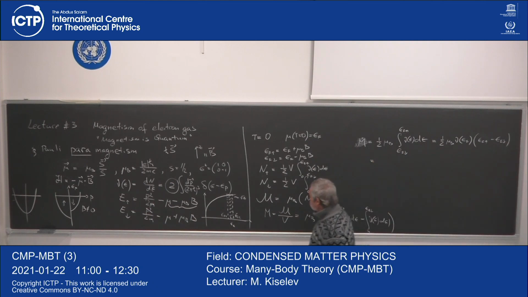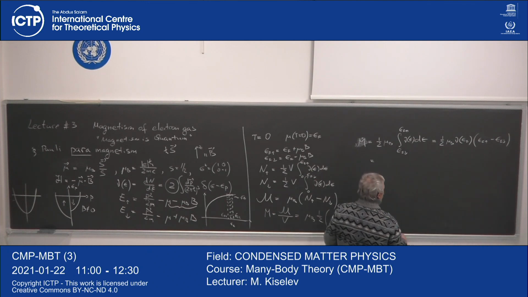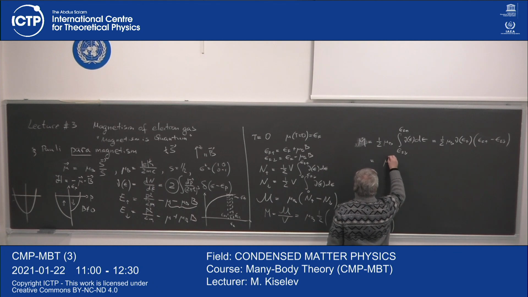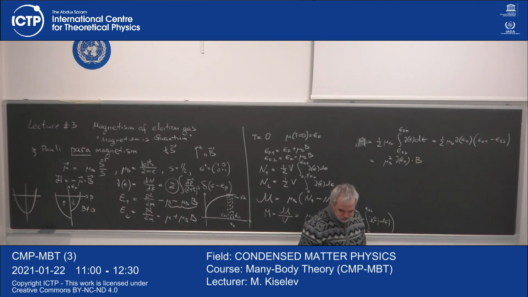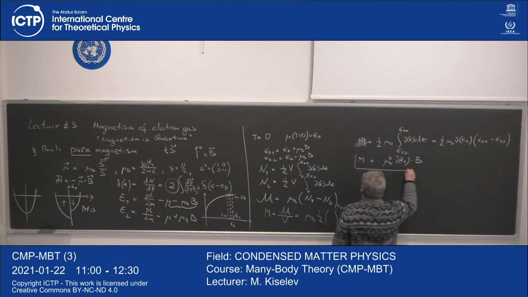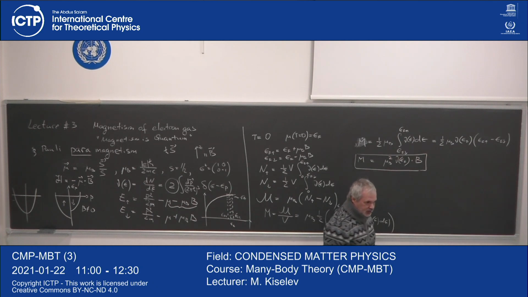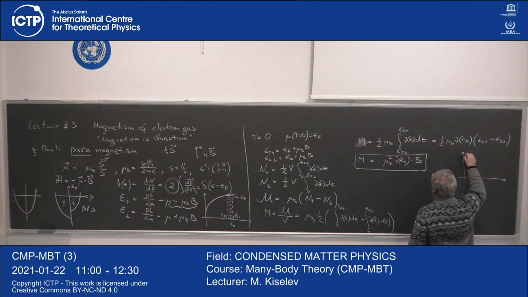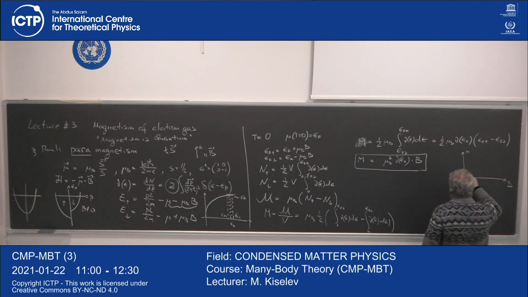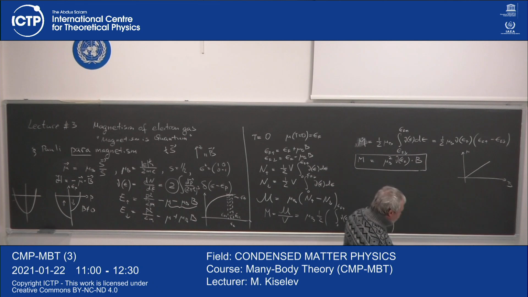Therefore, it is equal to, this is Fermi energy up, this is Fermi energy down, I have 2 times mu Bohr times B, 2 times and 1/2 cancel out. So I have mu Bohr squared density of states at the Fermi energy times magnetic field. Okay, this is a very simple calculation which tells us a very important message. Namely, the magnetization induced in the system for small magnetic field is proportional to magnetic field. So if I plot magnetization as a function of magnetic field, this is a straight line for small magnetic field.